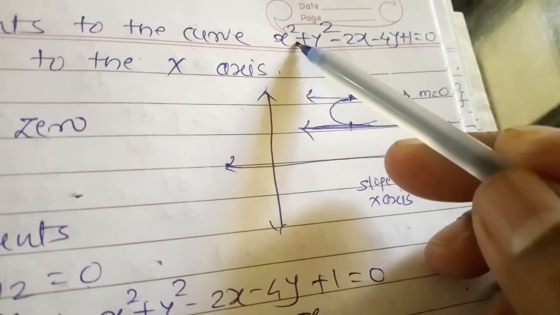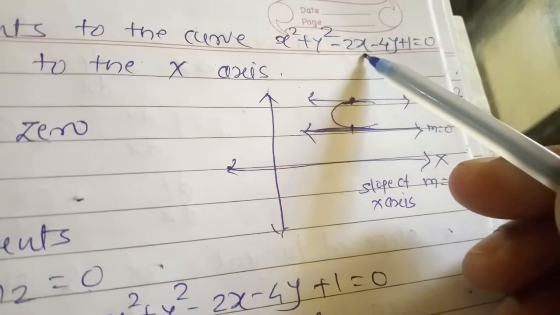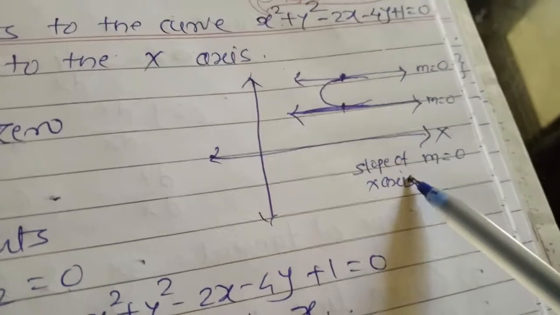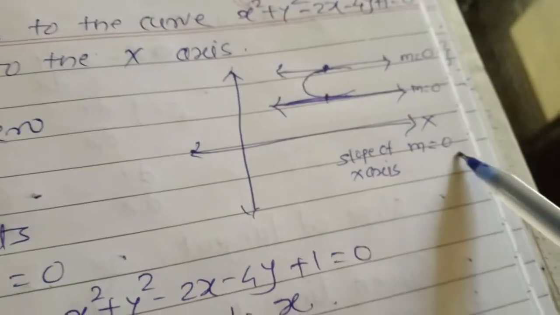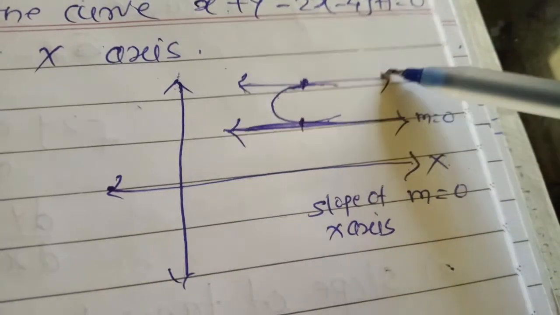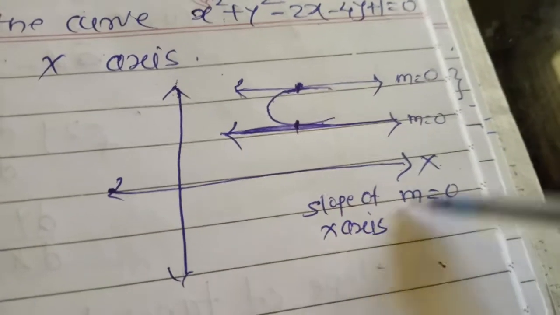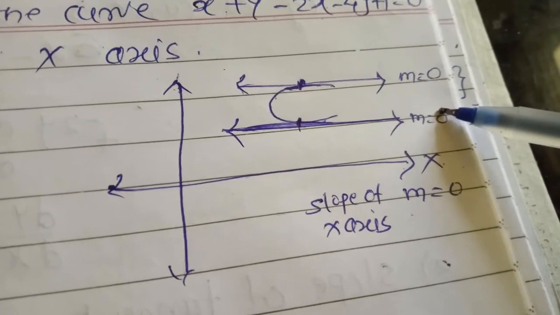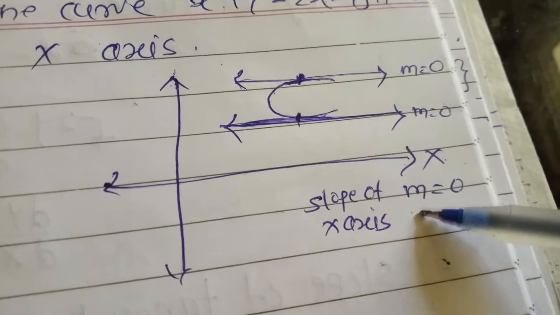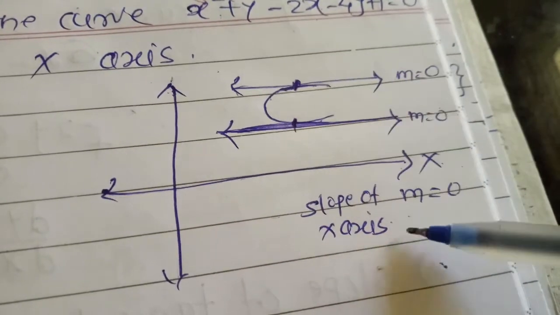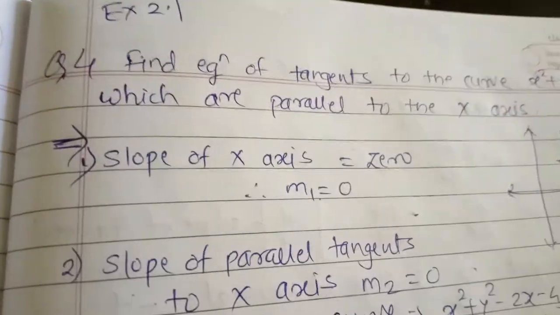The equation of the curve is given here, that is x square plus y square minus 2x minus 4y plus 1 is equals to 0. So you already know that the slope of the x-axis is always 0, and since these two tangents are parallel to the x-axis, their slopes are also 0, because you know that the slopes of parallel lines are same. So अगर ये दोनों टेंजेंट्स एक्स एक्सिस को पैरेलल है तो उनका भी स्लोप क्या हुआ, 0 ही हुआ. So see how we can solve this example.